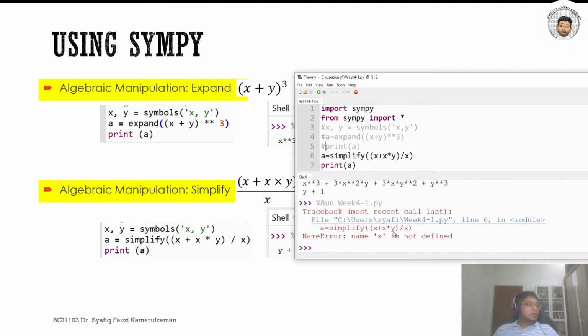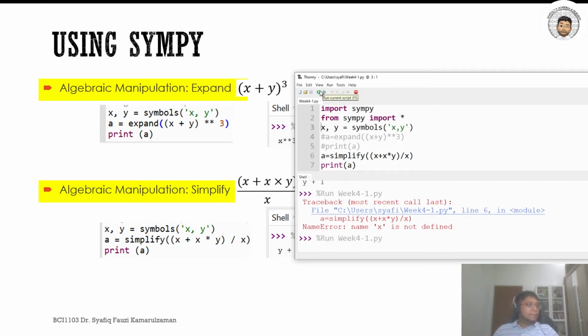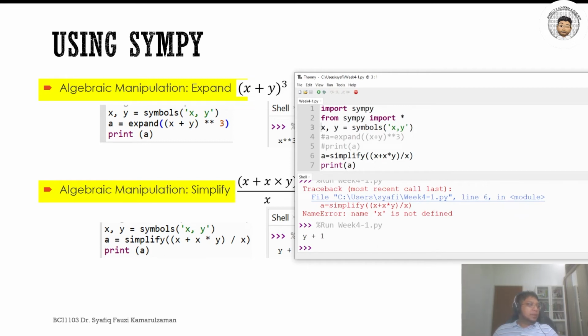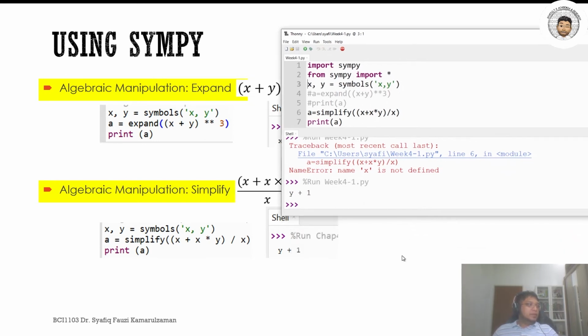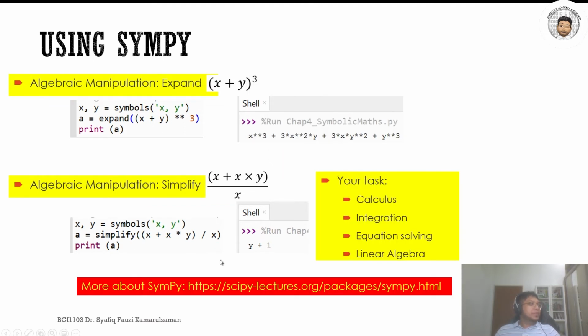Okay, so you got the answer is y plus 1. So a simple one here for algebraic equation. So expanding and simplifying make things easier for equations, especially if you want to run your homeworks or everything. Okay, so for SymPy packages, you can refer to the SciPy lectures. Here you can refer to the website later on by yourself, to discover more potential for you to use them in your studies later on.